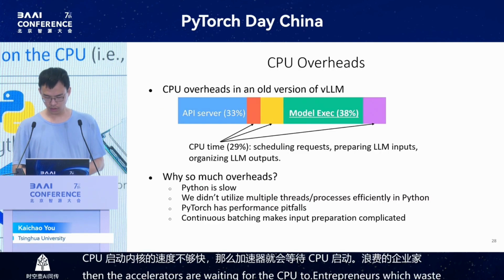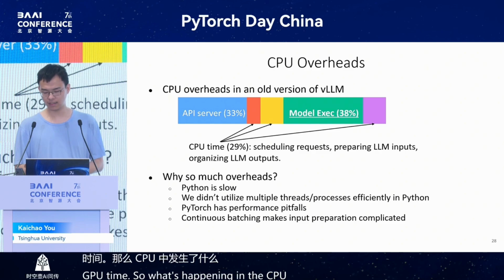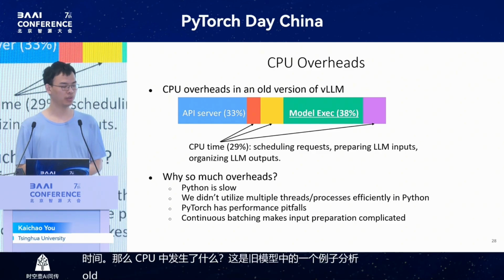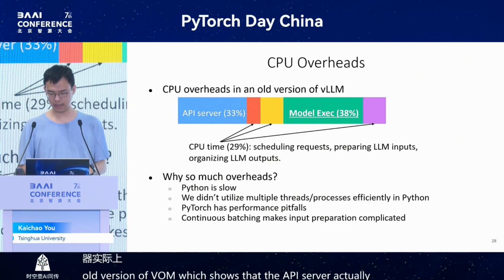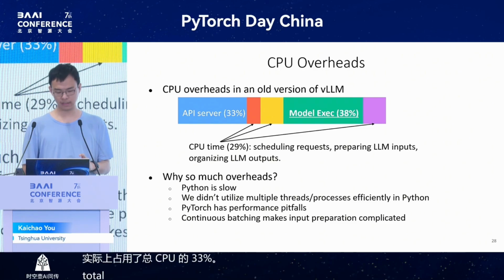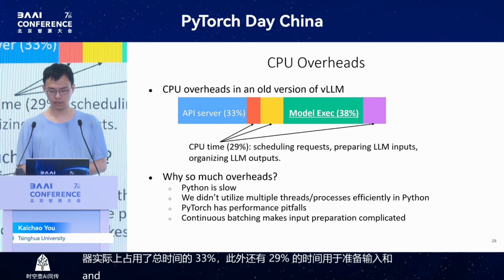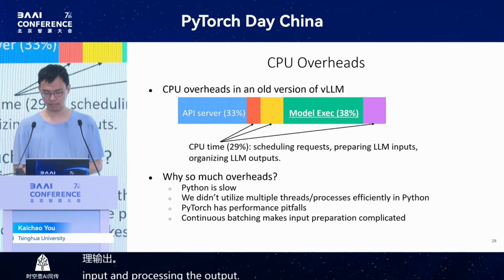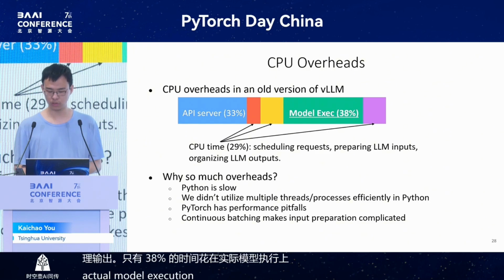So what's happening in the CPU? This is an example analysis in the old version of vLLM, which shows that the API server actually takes 33% of the total time, and then an additional 29% of time is spent on preparing input and processing the output. And only 38% of the time is spent on the actual model execution. This is definitely not good.